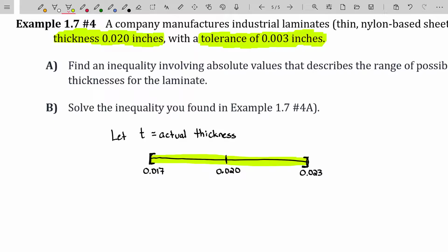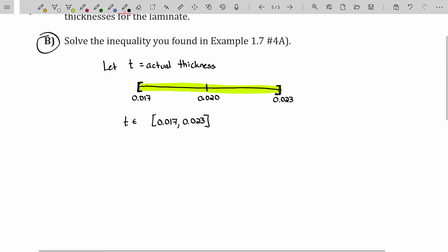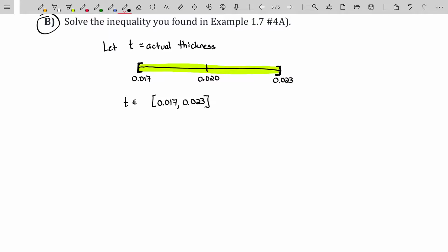Notice that picture makes it very easy to write down an interval that is representative of all the thicknesses we can get. So the thicknesses we're going to allow are thicknesses in the interval from 0.017 inches to 0.023 inches. That should not be mind-blowing. That's actually the answer to part B, but we're still focusing on part A. We want to write an inequality involving absolute values that describes a possible range of thicknesses for the laminate. This requires us to remember something about absolute values that you may or may not have known from the past.